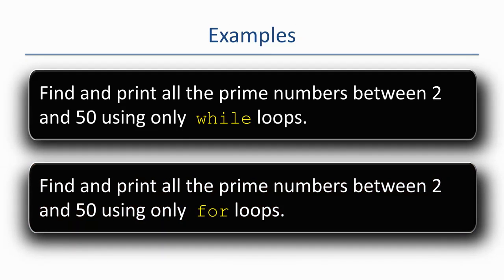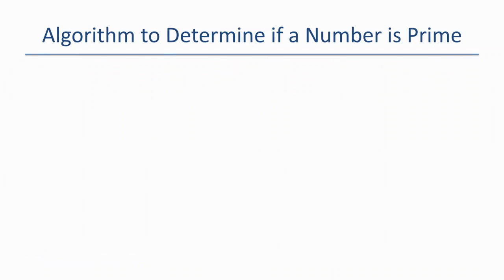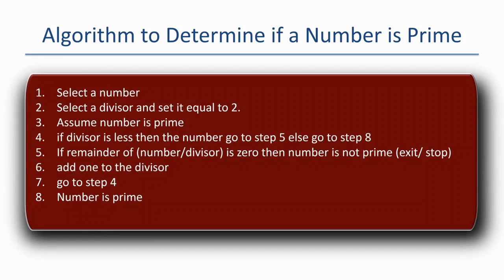Before I write these two examples for you, I would like to give you the algorithm for finding if a number is prime. First, you select a number, then you select the divisor and set it equal to 2. Then assume the number that you selected is prime. Then, if the divisor is less than the number, you go to step 5. Otherwise, you go to step 8.